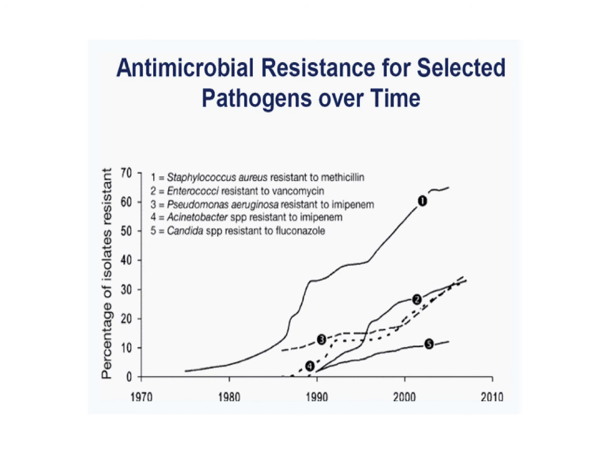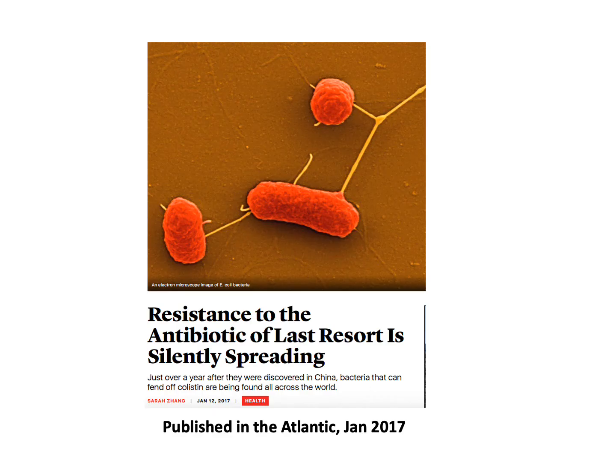The last new antibiotic that came up recently was an antibiotic called colistin, which was thought to be the deal breaker. It seemed to be working really well with not much resistance, and that turned out not to be that great either. So here it says resistance to the antibiotic of last resort is silently spreading. This was published in 2017. Just over a year ago, discovered in China, bacteria that are resistant to colistin are being found all over. So sometimes even with the last resort antibiotic, there's nothing they can do.